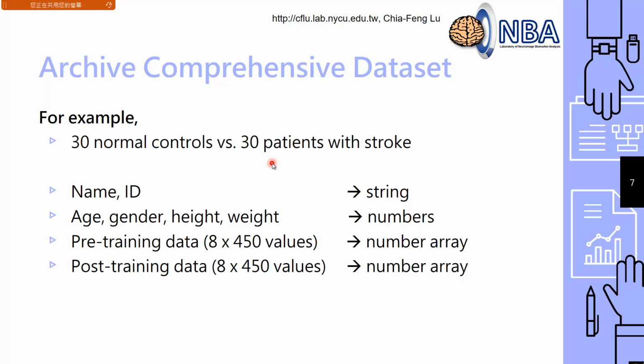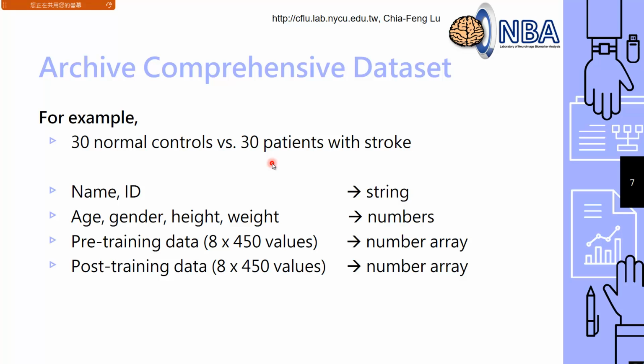40 years old. Gender, we normally put 1 for male, 0 for female, okay? Or maybe you can go for 1 or 2. We put numbers right here. Height, maybe 180 centimeter. Weight, 80 kilogram or something, okay? So you get the numbers right here.